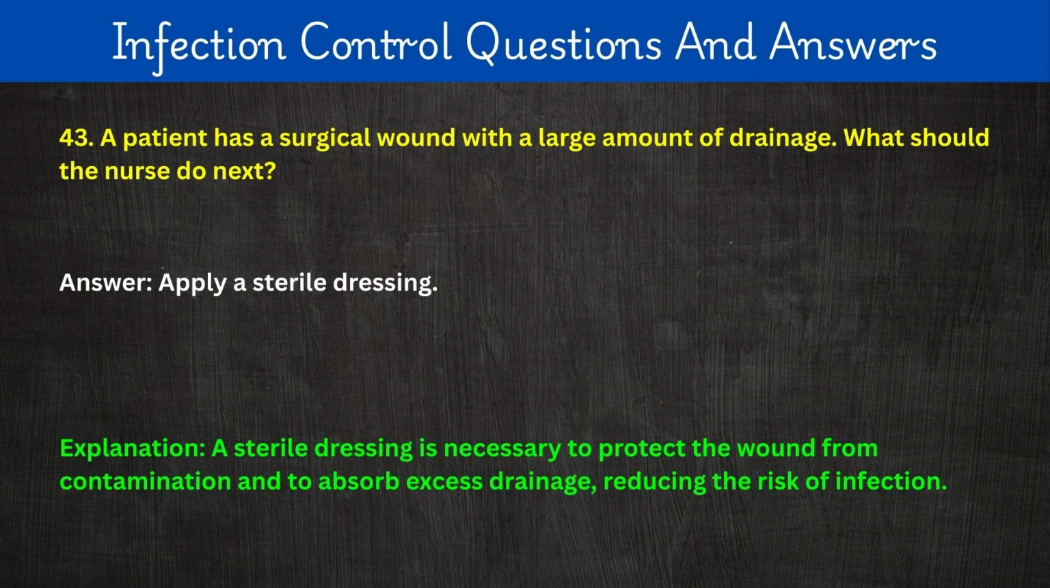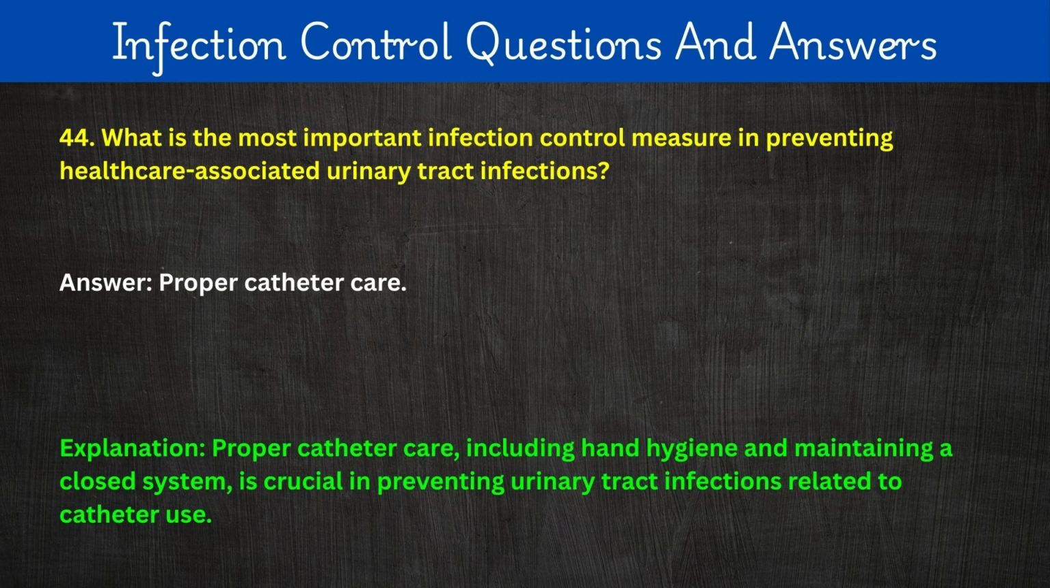43. A patient has a surgical wound with a large amount of drainage. What should the nurse do next? Answer: apply a sterile dressing. Explanation: a sterile dressing is necessary to protect the wound from contamination and to absorb excess drainage, reducing the risk of infection.